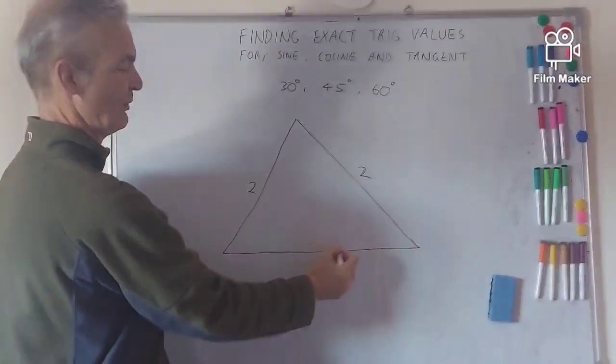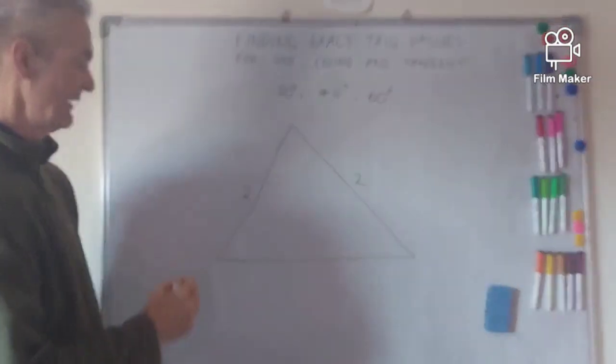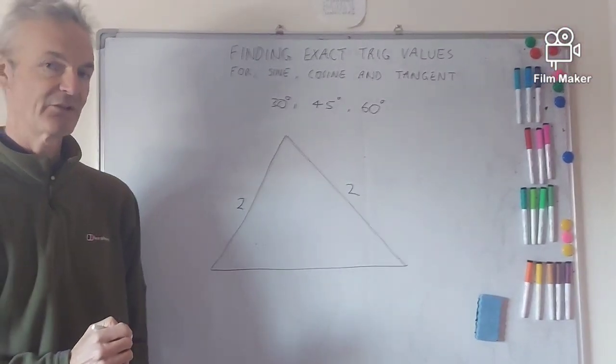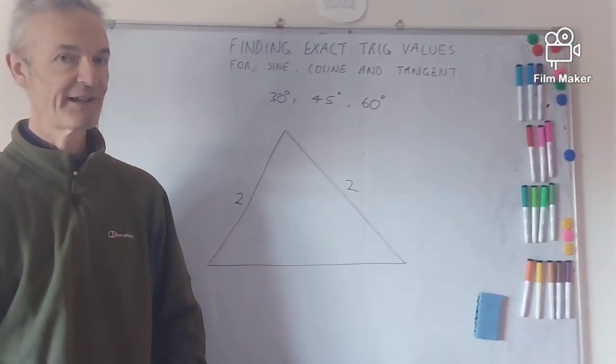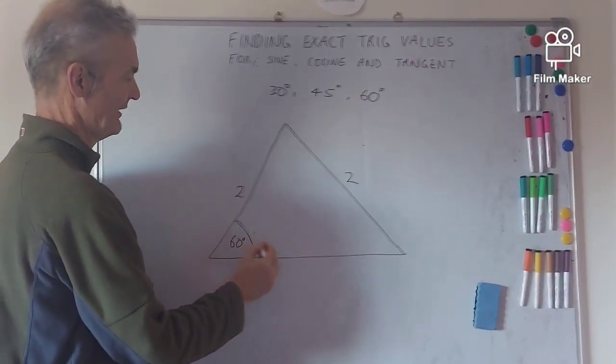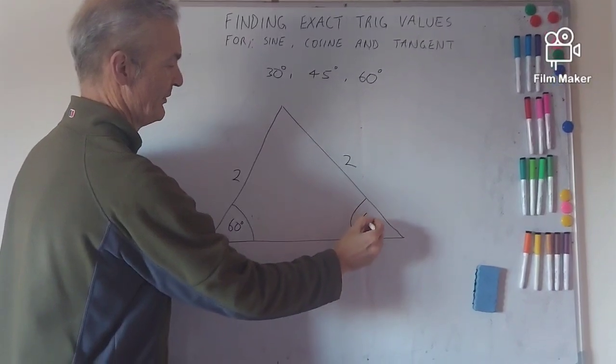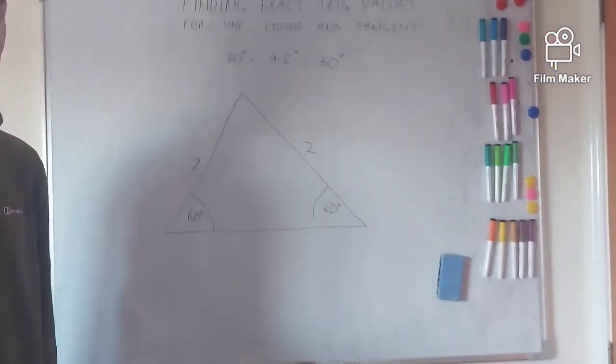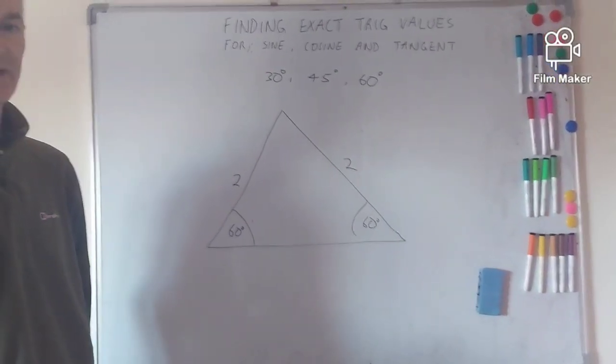Okay, you'll see why I've not put 2 at the bottom in a sec. Now the angles on an equilateral triangle are also all the same, and they are 60 degrees. So I'm going to put 60 in here, and I'm going to put 60 degrees in here. We know that's right because those are the features of an equilateral triangle.